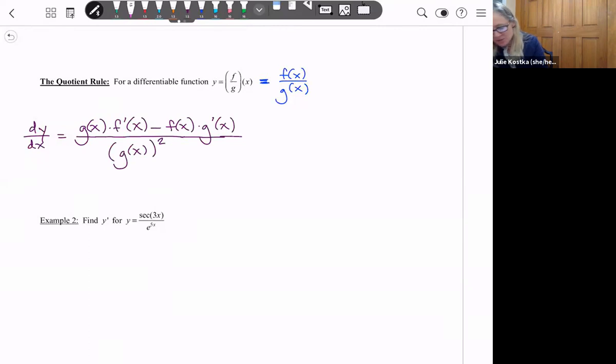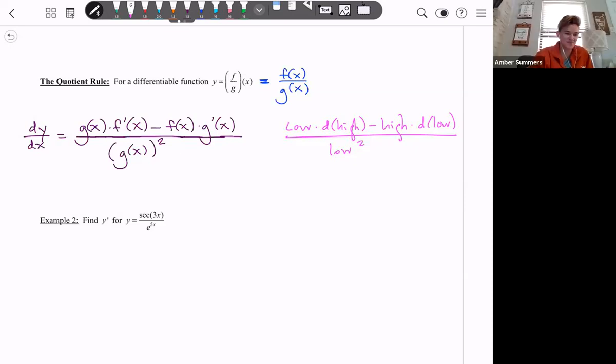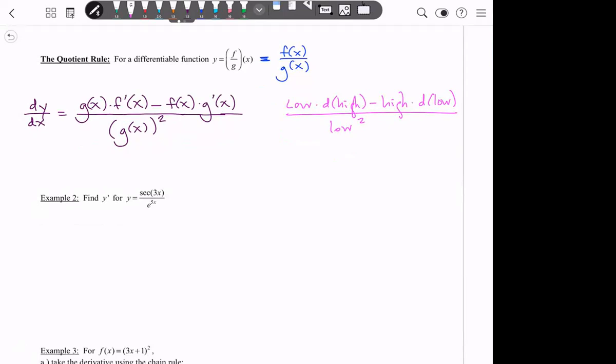Some people remember this mnemonically as low times the derivative of the high, low d high, minus high times the derivative of the low, divided by the low squared. Low d high minus high d low over low squared. Write it down a bunch of times, say it to yourself while you're walking. It's pretty crazy, but having some physical movement actually helps you memorize things. Mnemonics do help. When you're at a red light, count all the cars in front of you. Low d high minus high d low. Beautiful. There's our rule. Let's apply it.